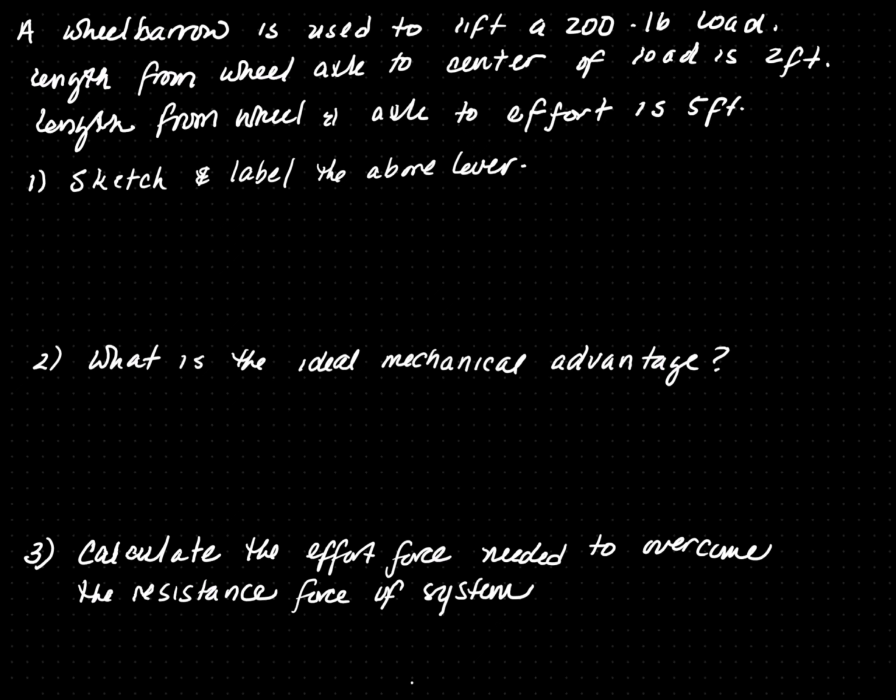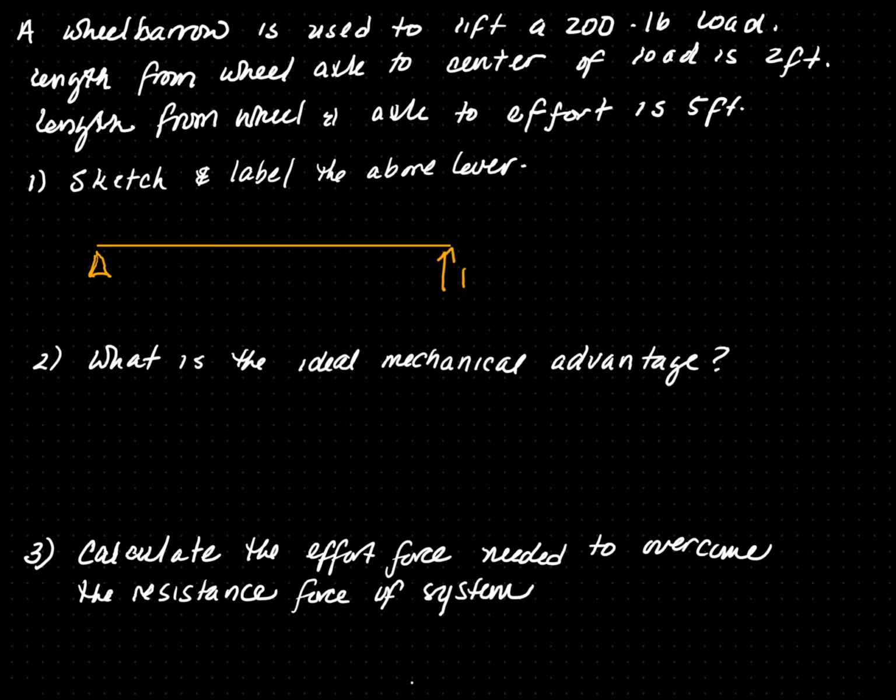Here we have a wheelbarrow. It's used to lift a 200-pound load. Length from the wheel axle to the center of the load is 2 feet. Length from the wheel axle to the effort is 5 feet. Sketch and label the lever. So since it's a wheelbarrow, this is a second class lever. We know the fulcrum is located at one end. So there's my fulcrum. Here's my lever.